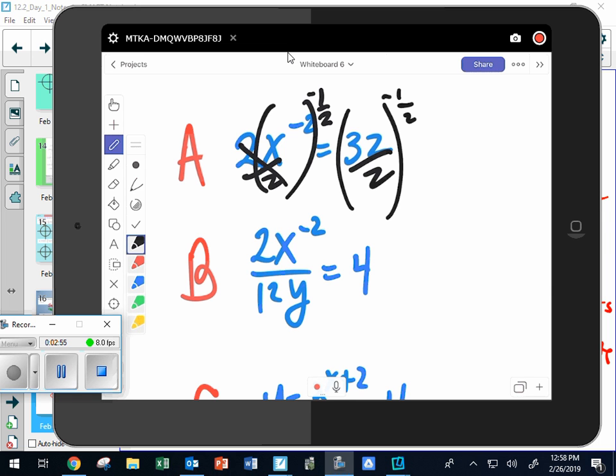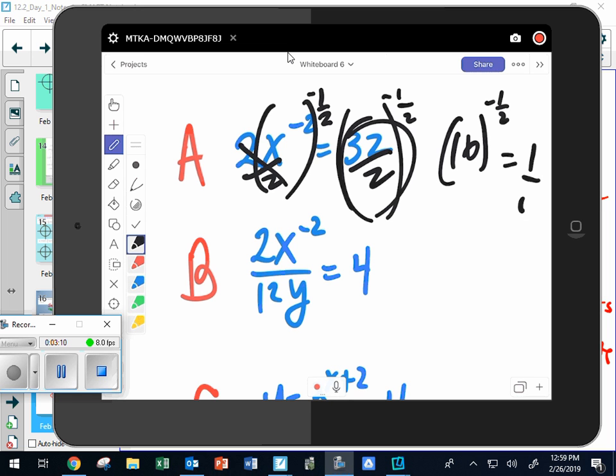All right. Now, what is 32 divided by 2? 16. Does 16 to the 1/2 sound like something we could do? Yeah, what is 16 to the 1/2? 4. And then the negative makes it? Raise your hand if you had 1/4 on that one.